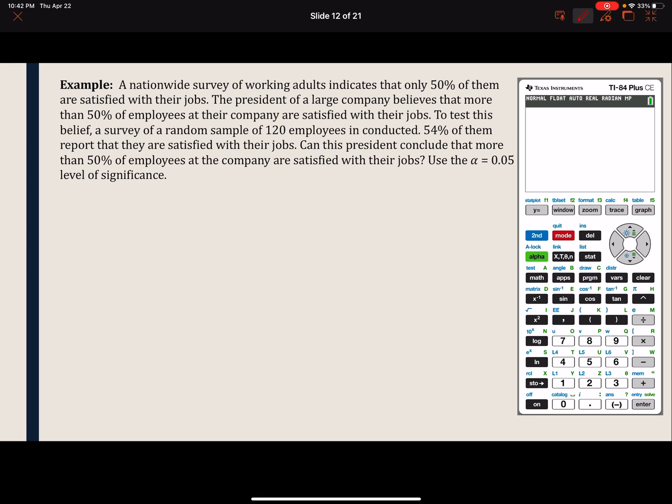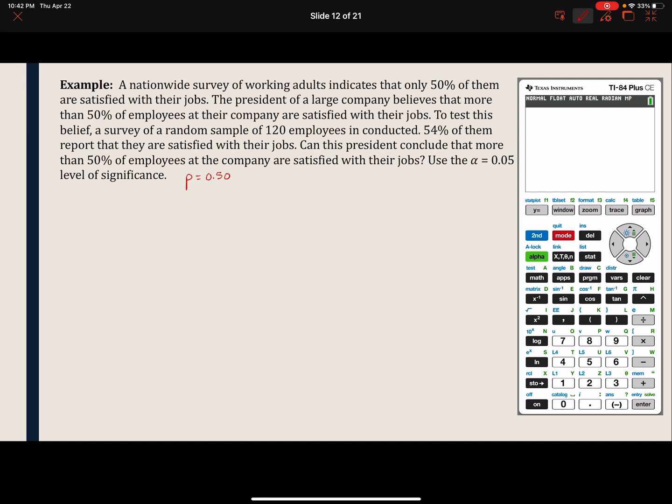So first of all, what do we know? Which numbers go with which here? So this 50%, that's the nationwide true proportion. So that is the accepted proportion.